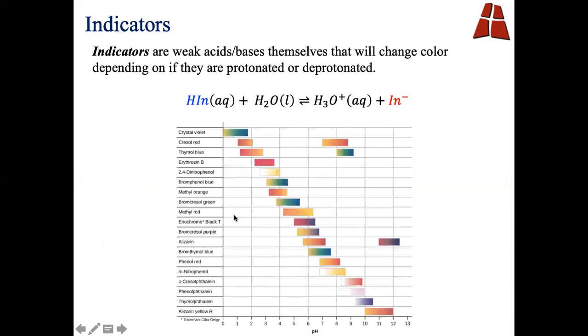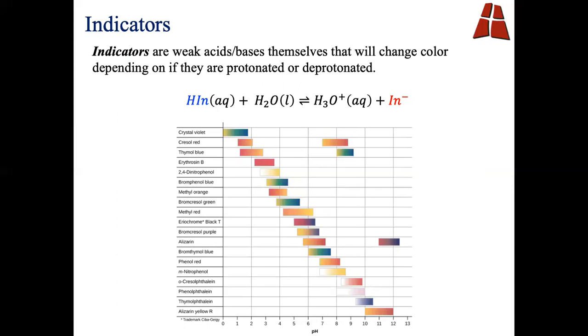And of course, we have indicators spanning a whole wide range of different pH values. So we did a lot of that, or looked at a lot of that in lab last week, but here is a chart from your textbook that has just a whole bunch of indicators and the different pH ranges that they can cover, where they transition from one color to another.